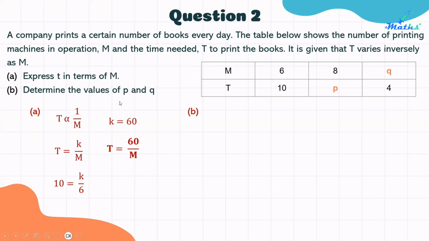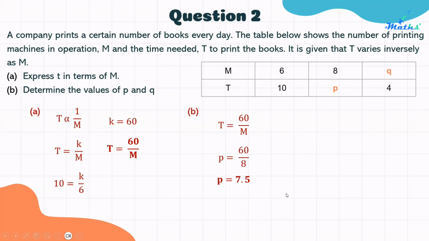Question B. Determine the value of P and Q. Use this equation to find our values of P and Q. Find our P value first. P is the value of T, so T will be replaced by P. We have an M with a value of 8, so our P is 7.5.